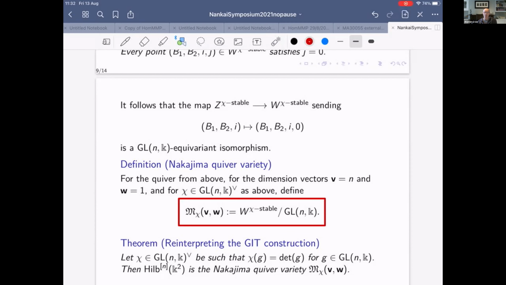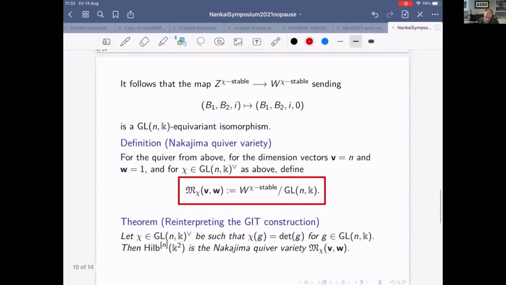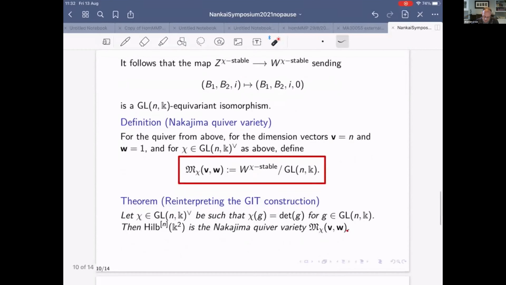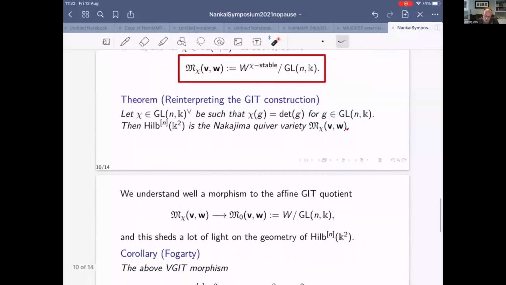But we just convinced ourselves that this GIT quotient is exactly the same GIT quotient as Z chi-stable by GLN. So what we've done is just found a slightly different construction of the Hilbert scheme of points, namely as this Nakajima quiver variety. So what we were doing before, this simple, I claim, intuitive construction of the Hilbert scheme of points, all along, you can view it, if you put on slightly different glasses, as a Nakajima quiver variety. And so we ask, so what? Who cares?